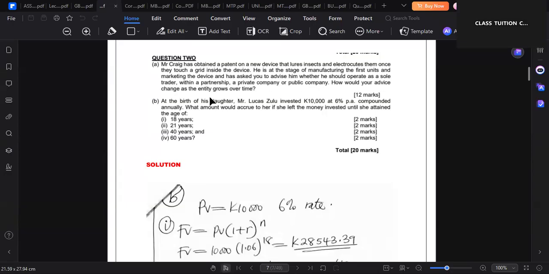How would you advise, and how might this change as the entity grows over time? So this is 12 marks. These 12 marks should be based on the knowledge that we're going to have now. Firstly, we express our understanding of the business structures that are there. Then we advise this person on which business structure he must operate. So I need your participation as we discuss the available business structures.